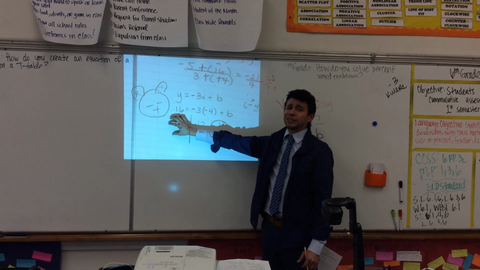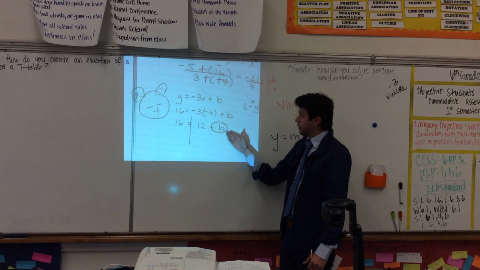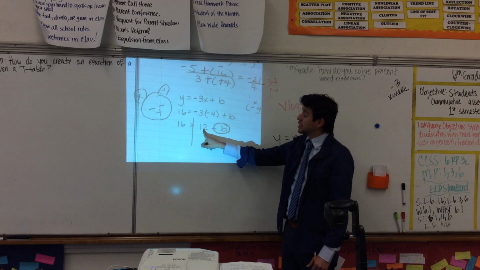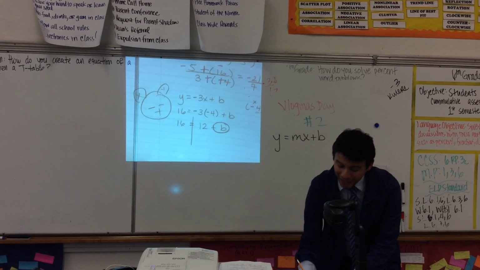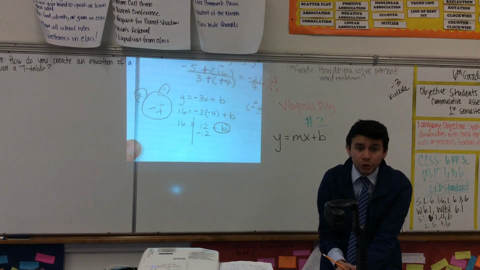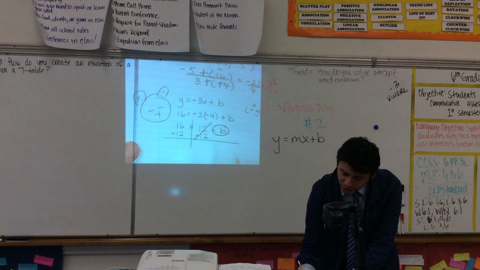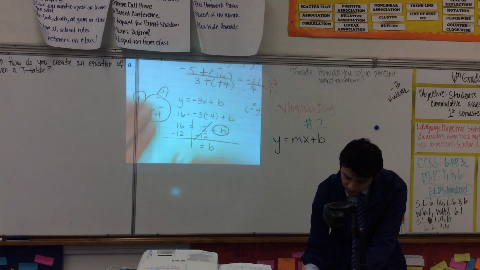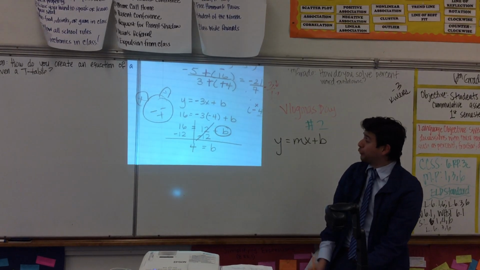So therefore, I don't care about 16. B wants to be by itself. So who do I get rid of on this side so b can be by itself? The 12. If it's a positive 12, the opposite of a positive 12 is a minus 12. If I do it to one side, I have to do it to the other. That cancels out. Yay! B is by itself. 16 minus 12 is? I got a 4.